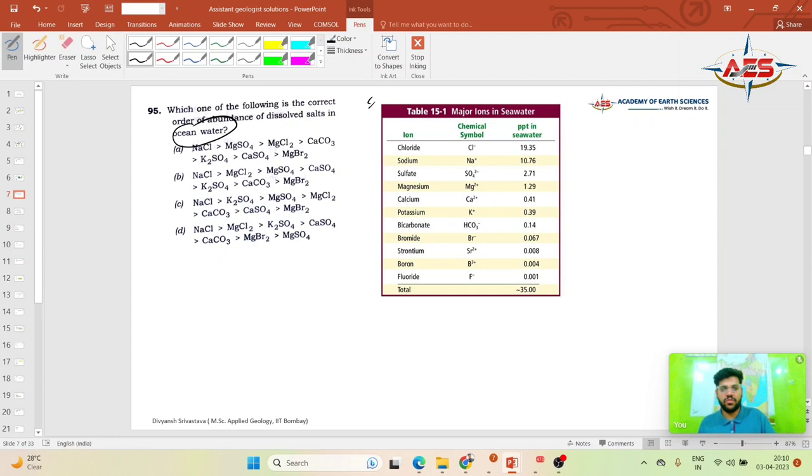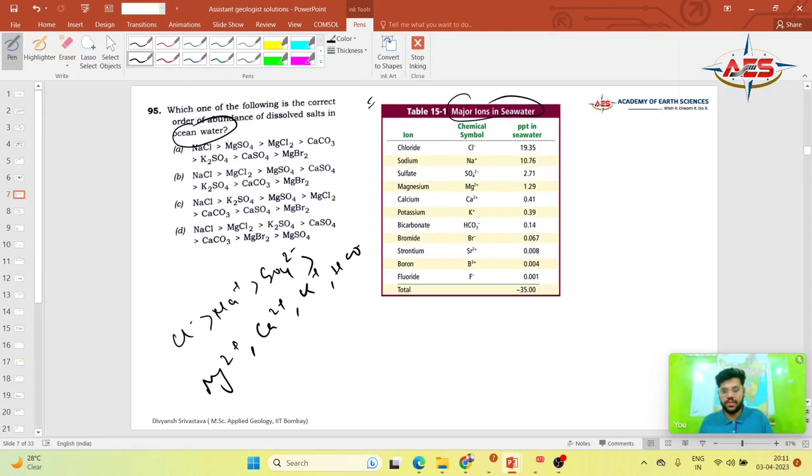apart from this, I have also provided you with some data about the major ions that are present in seawater. Okay, so Cl minus is the most, then Na plus, then SO4 2 minus, sorry, Mg 2 plus, Ca 2 plus, K plus, and bicarbonates are there. Okay, see, no one remembers this sequence of salts, okay? Neither is this data given everywhere. But you can see this data given in every sedimentology or oceanography book, okay?